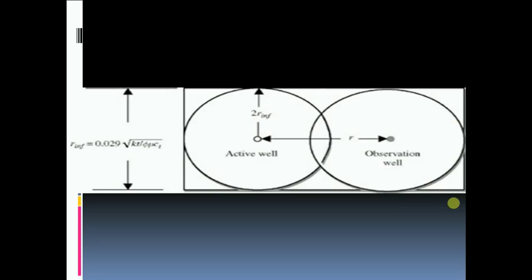Interference is conducted by producing from or injecting into one of these wells, the active well, and the pressure response is observed in the other well, the observation well. The active well starts producing at uniform pressure at time zero, and the pressure response in the observation well at distance r from the active well begins after some time.